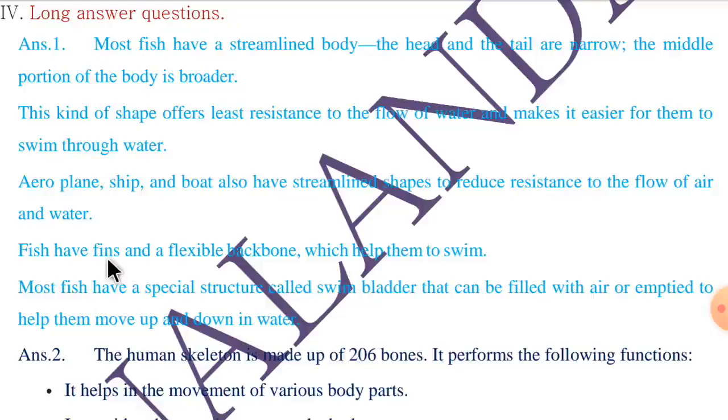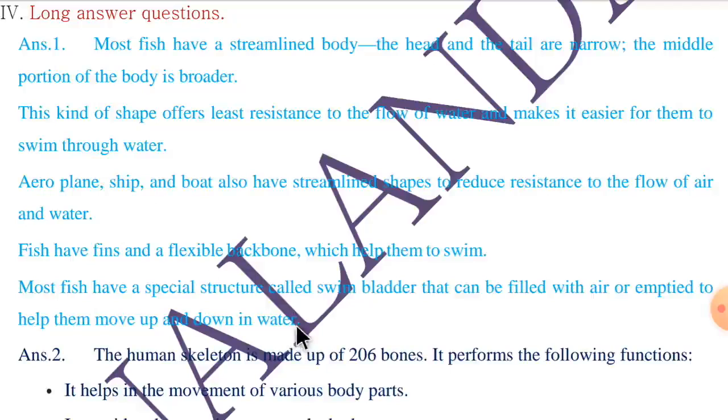Fish have fins and a flexible backbone which help them to swim. Most fish have a special structure that is called swim bladder that can be filled with air or emptied to help them move up and down in water. So these are the features of fish that help a fish to move in water.